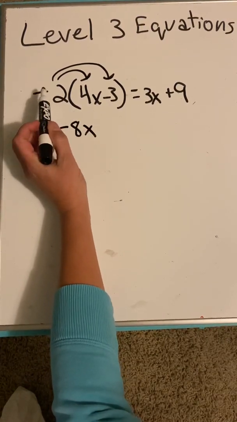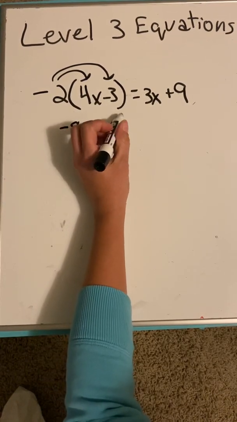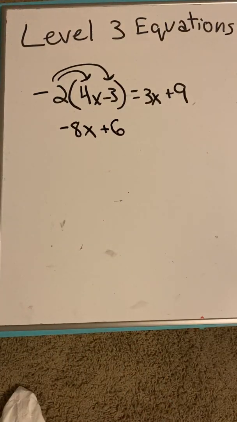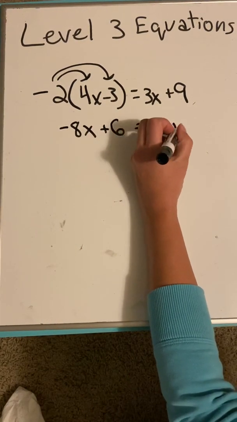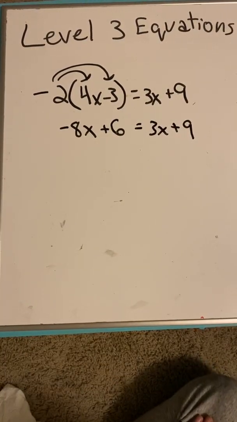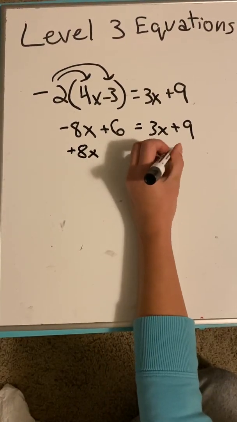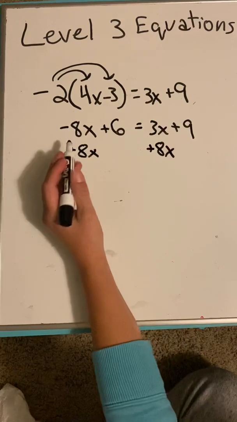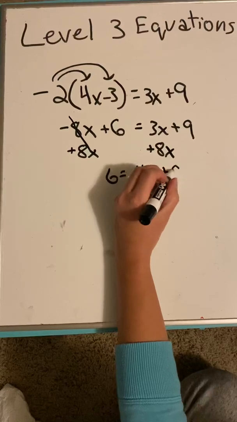You really got to know your integers here. Negative 2 times negative 3, that becomes plus 6 because we're multiplying. Okay, again, a minus and a negative sign are the same thing, so that's why it becomes positive 6 there. And then we keep the 3x plus 9. Okay, now we need to get our variables onto the same side of the equation. I like my variables positive, so I'm going to add 8x to both sides. That's going to subtract out, so 6 equals 11x plus 9.